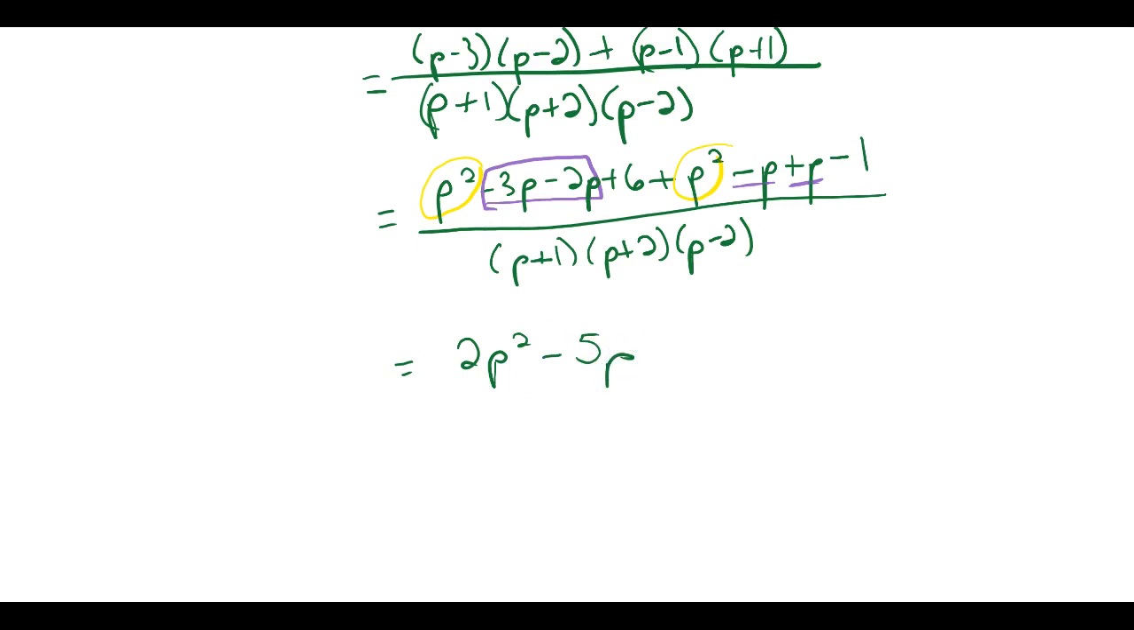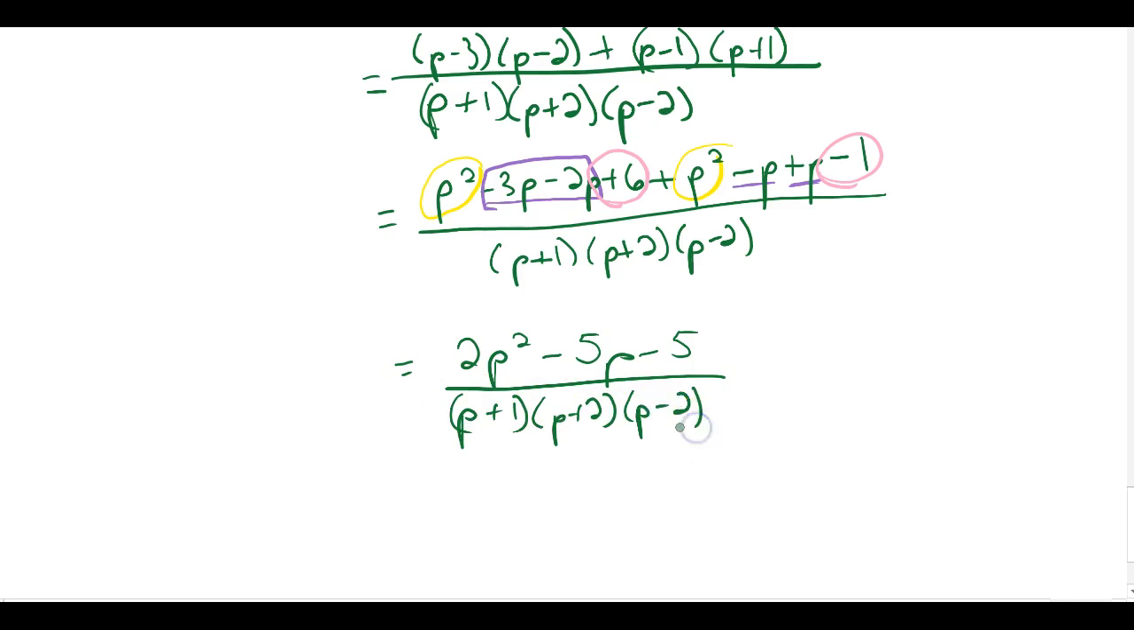And then a 6 minus 1 gives me a negative 5 over p plus 1, p plus 2, p minus 2. Now since I have a p squared in the numerator, I'm going to come over to the side with 2p squared minus 5p minus 5 and try to factor this. Since I have a leading coefficient, it's 2 times a negative 5, so that means I want to multiply to get a negative 10 and add to give me a negative 5.